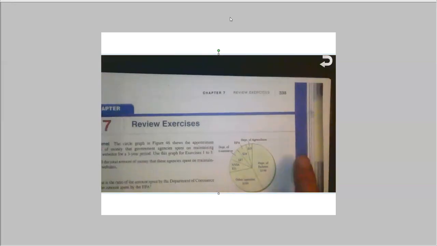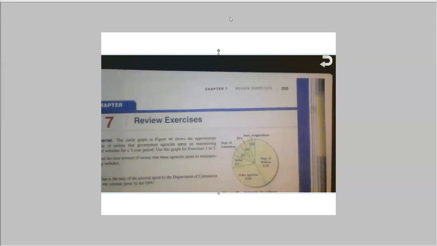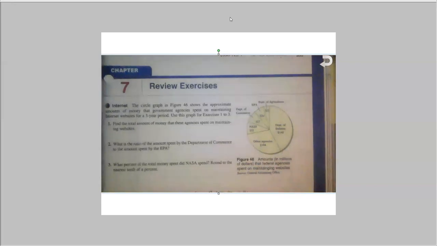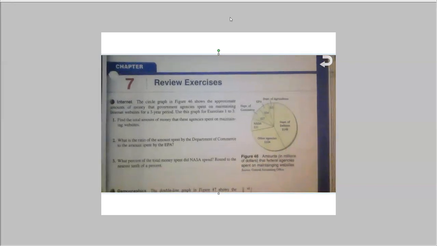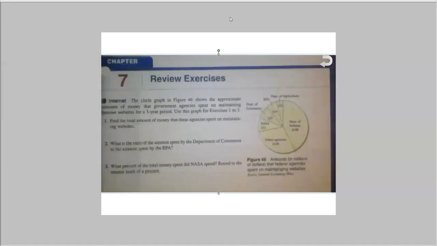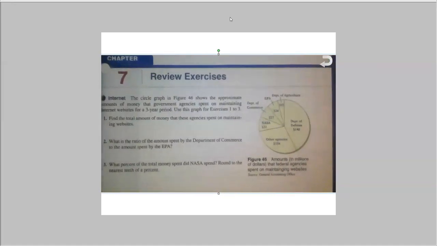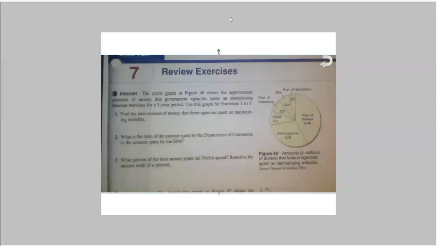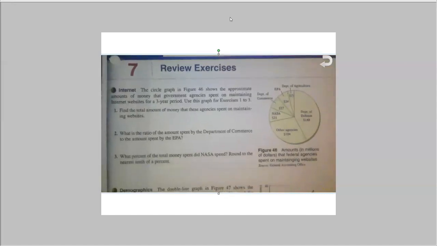So we are going to be looking at some problems from page 335, 336 in your textbook. I'll try to zoom in and refocus for each problem if I can. But like I say, you might more clearly see this in your own textbook if you want to make that available to yourself. So in this first picture, we have a circle graph.